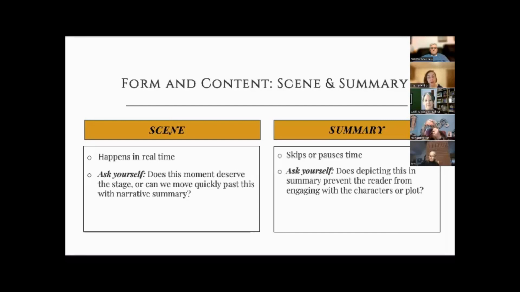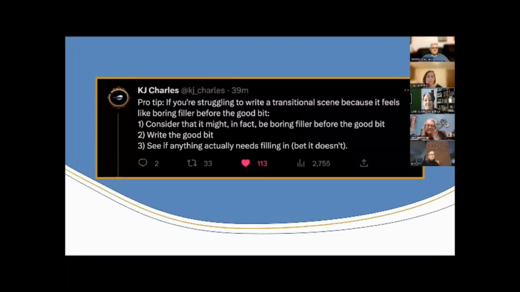This next slide I actually just added at the last minute because this is something I saw on Twitter today. It's from the writer KJ Charles, who is a romance writer, and she wrote: if you're struggling to write a transitional scene because it feels like boring filler before the good bit, 1, consider that it might, in fact, be boring filler before the good bit. 2, write the good bit. 3, see if anything actually needs filling in. Bet it doesn't.